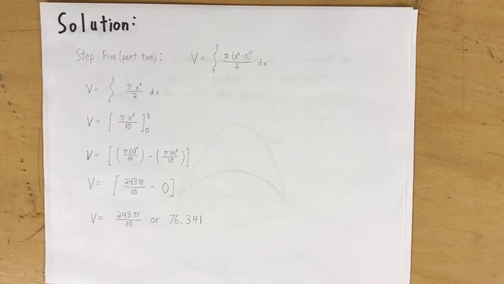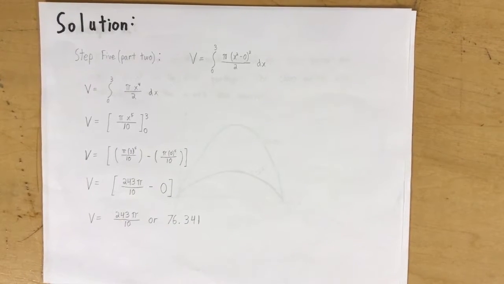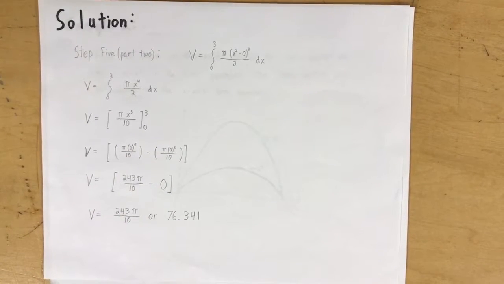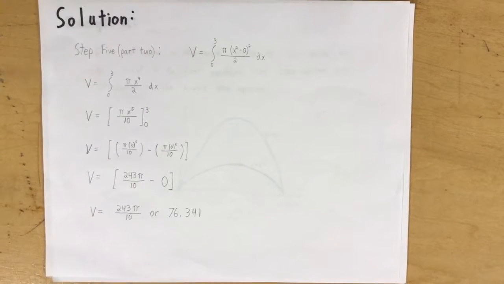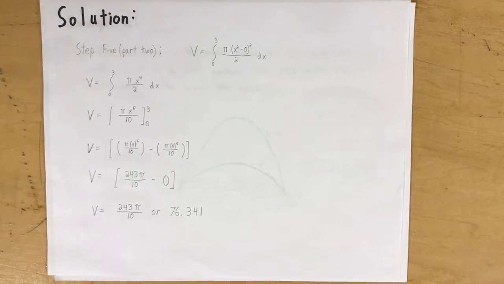Step 5. The solution, which you can plug into your calculator, is the integral found in the previous section. The answer to this question is solved by the fundamental theorem of calculus, f of 3 minus f of 0. The answer is 76.341.